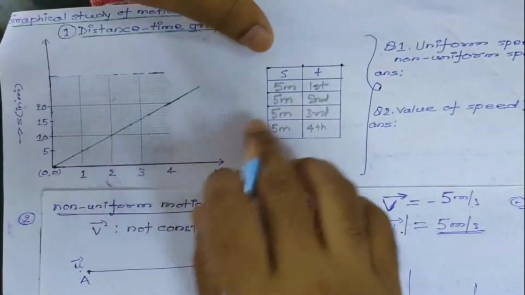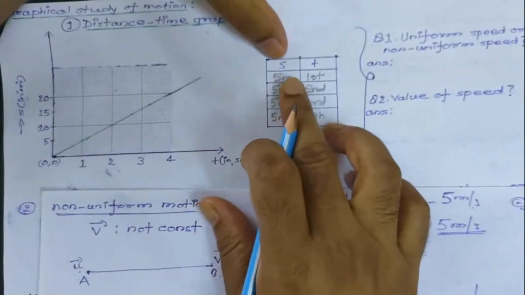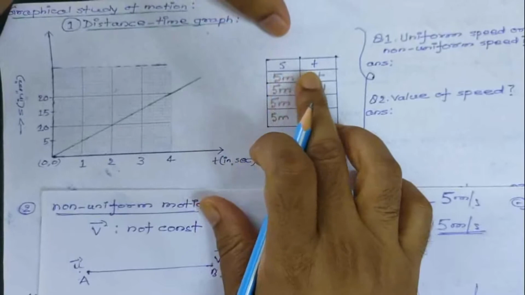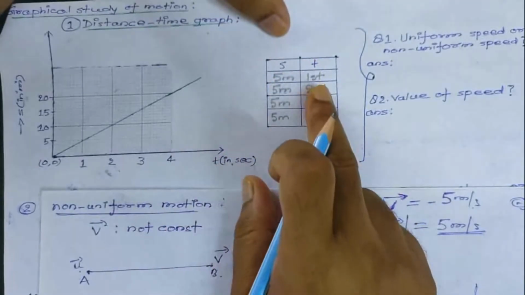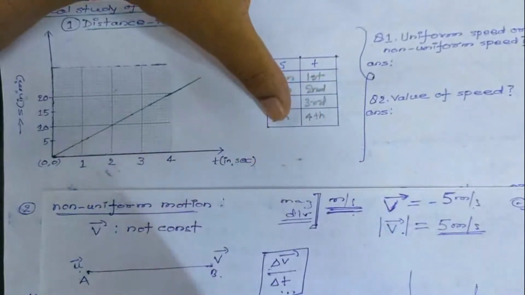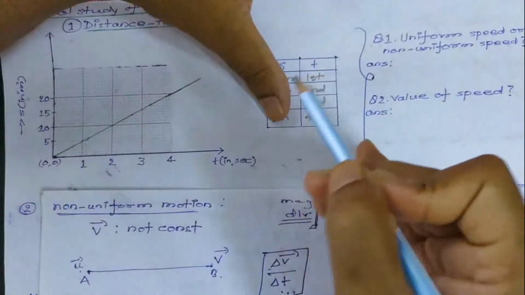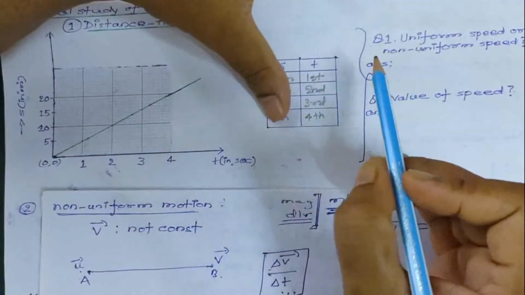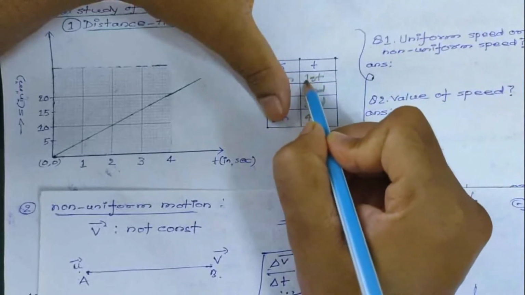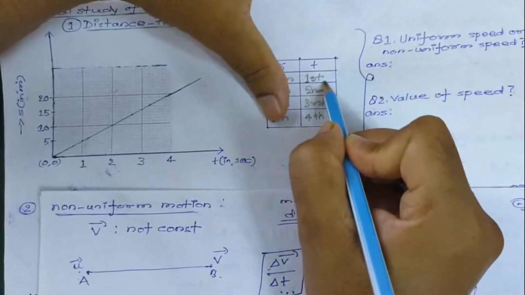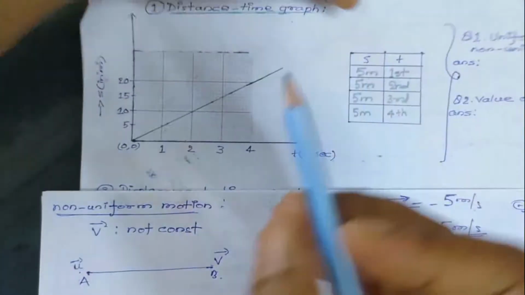I have drawn the values. I fetched the value of distance traveled per unit time. So every second I have fetched the value from this graph: every second, how much the object traveled. I see that in the first second, the object traveled a distance of 5 meter. Now you can ask how. Let me tell you how.